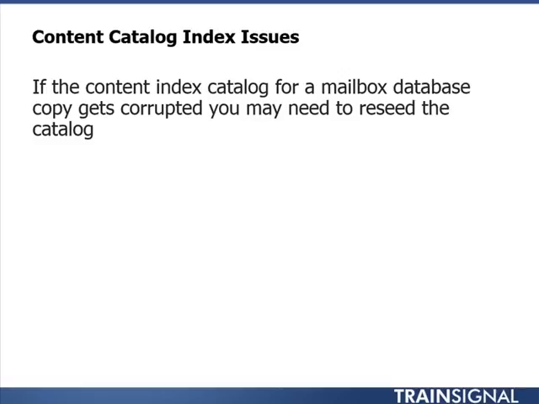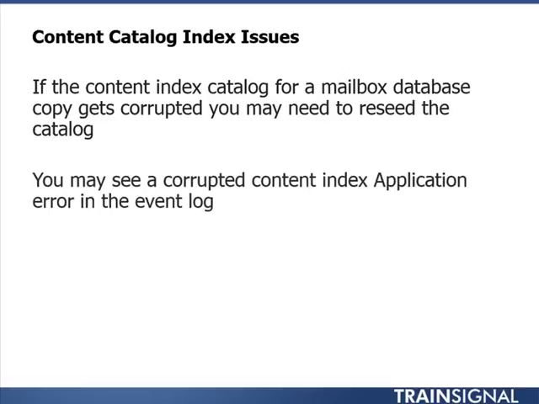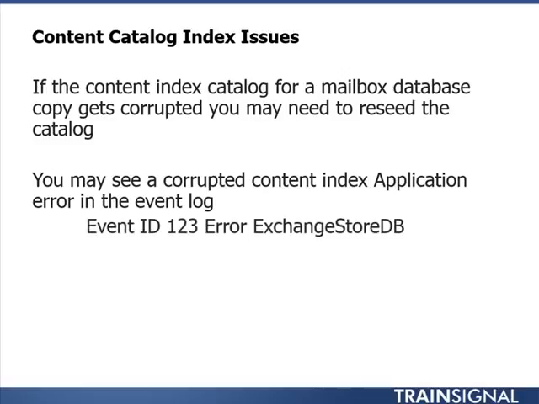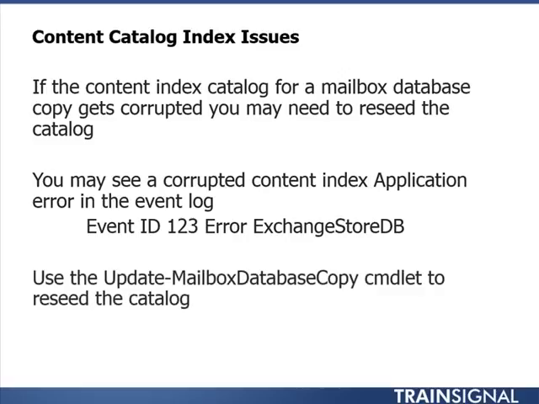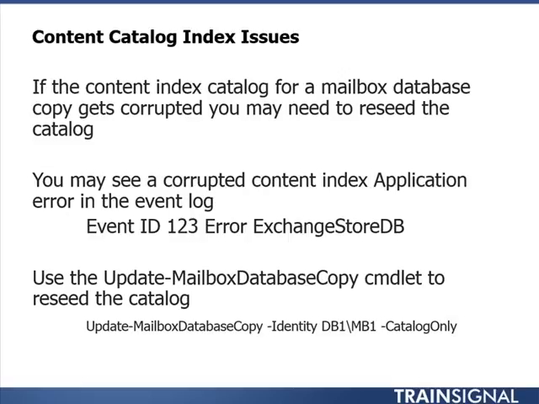Now, this becomes the database copy into which copied log files and data are replayed. But sometimes the content index becomes corrupted, and so you may see a corrupted content index application error in the event log. That event ID would be something like 123, Exchange Store database would be the focus. So if you see this type of issue, or even if you just feel that there's a problem with your content index catalog, the way you resolve this is you use the Update-MailboxDatabaseCopy commandlet to reseed the catalog. Now that commandlet can be used for a variety of different things, but when you're using it in this case, you're going to use it with the -CatalogOnly parameter at the end.